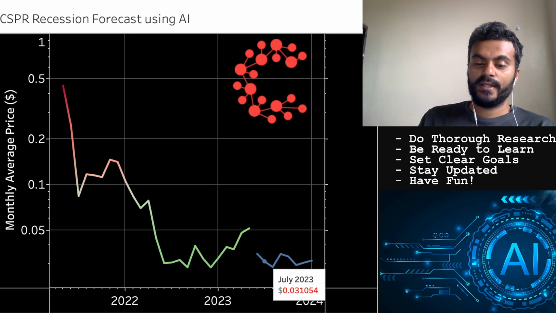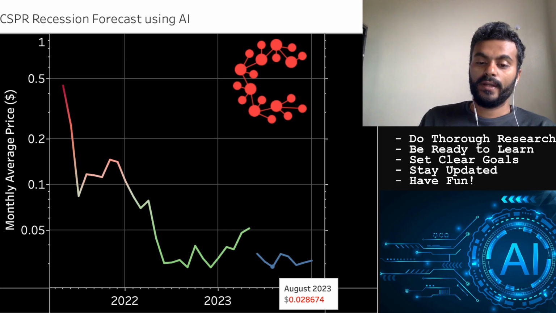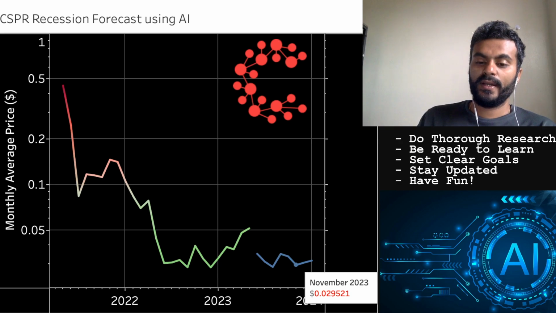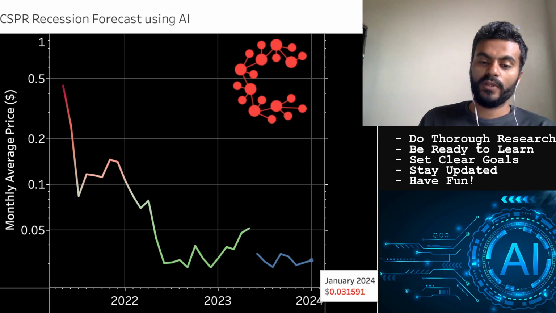In July it's 3.1 cents. In August it's 2.85 cents. This is the lowest value that is forecasted. In September it's almost 3.5 cents. In October it's 3.36 cents. In November it's 2.95 cents. In December it's 3.05 cents, and in January it's 3.15 cents.